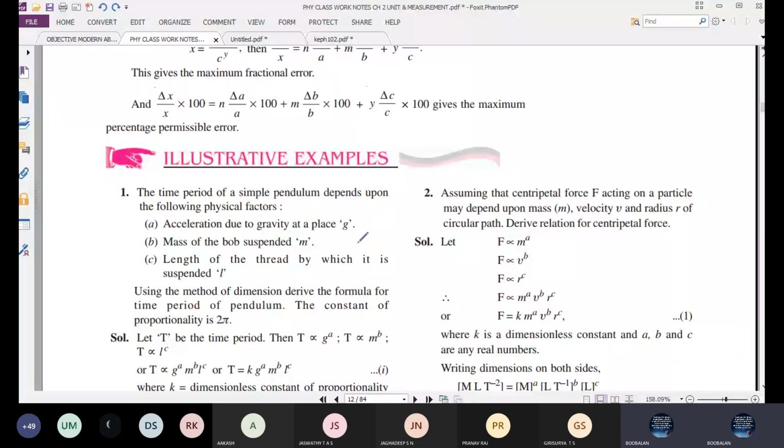The first one, checking the given equation, checking the format. Next one, converting one system into another system. Third one, finding the relationship between the given physical quantities. So, three applications. Okay, now we'll discuss.